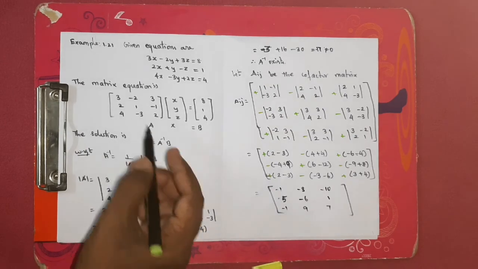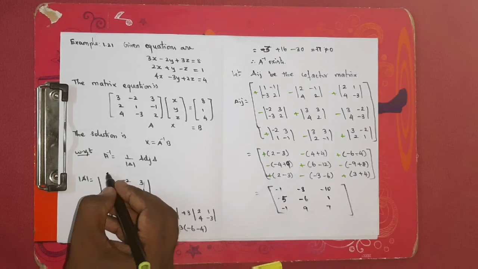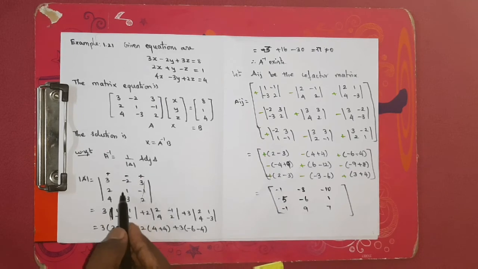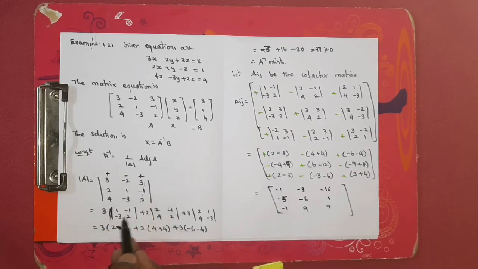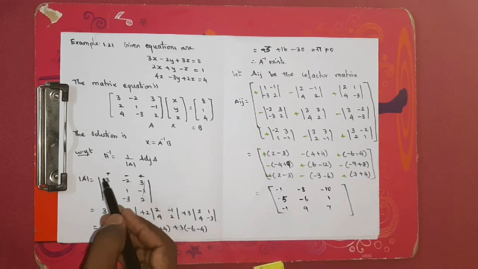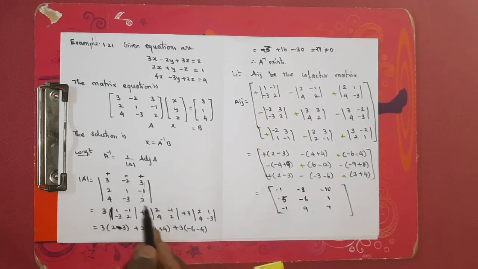So for this A matrix you put a determinant, and over the first row you put plus minus plus signs. Now expand it. So 3, when you take 3, multiply with this minor: 1 minus 1, minus 3 2. Then minus, or minus 2 plus 2, leave this row and this column. So 2 minus 1, 4 2.